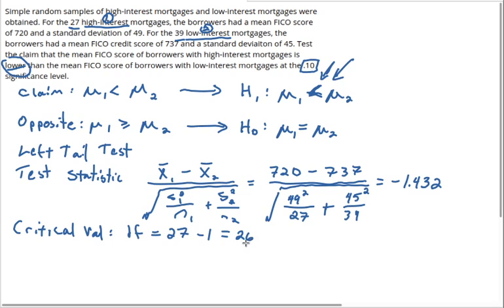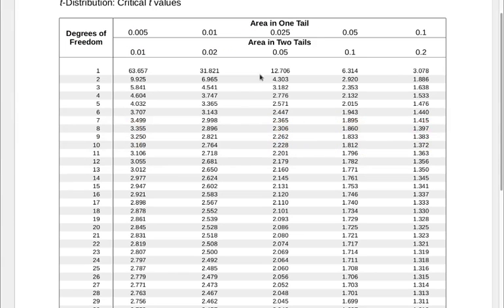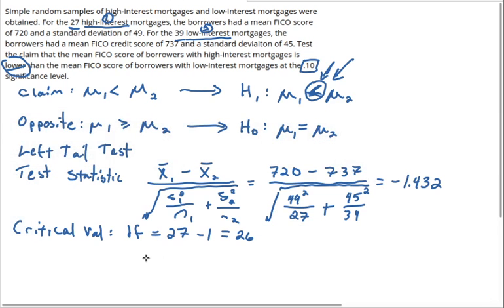So I'm going to look on my table first of all, then I'll do the same thing in Google Sheets, but I'm going to look on the table, row 26, in the 0.1 column, and specifically 0.1 in one tail because it's a left tail test as opposed to a two tail test. So I look for 0.1 in one tail, not the one in two tails. And I go down to row 26, and my critical value is 1.315. However, keep in mind, since this is a left tail test, it's negative.